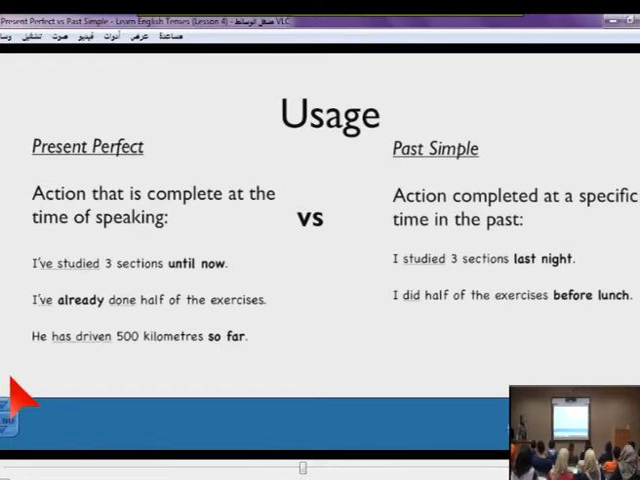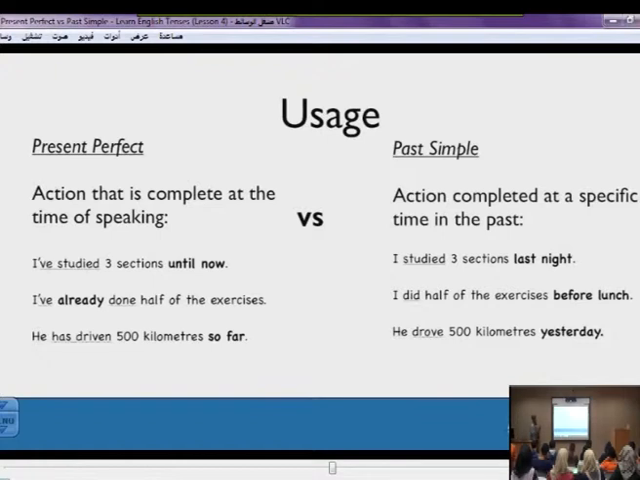And our final example, he has driven 500 kilometers so far. Let's add the specific time in the past and watch the change from present perfect to past simple. He drove 500 kilometers yesterday.